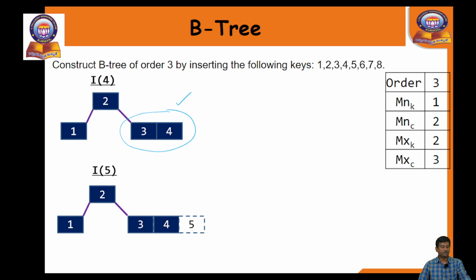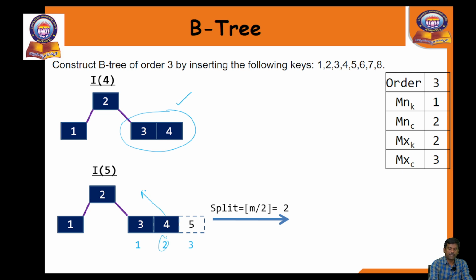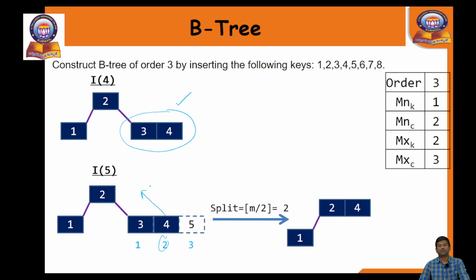So how to find the split? Positions 1, 2, 3, and the split given by m by 2 you can identify at the second position. You have to split. What has to be done? Take the node 2's content and bring it up. So 2 and 4 become the keys present at your root node. 1 is the left child, 3 is connected to the right of key 2, and similarly 5 is connected to the right of key 4.